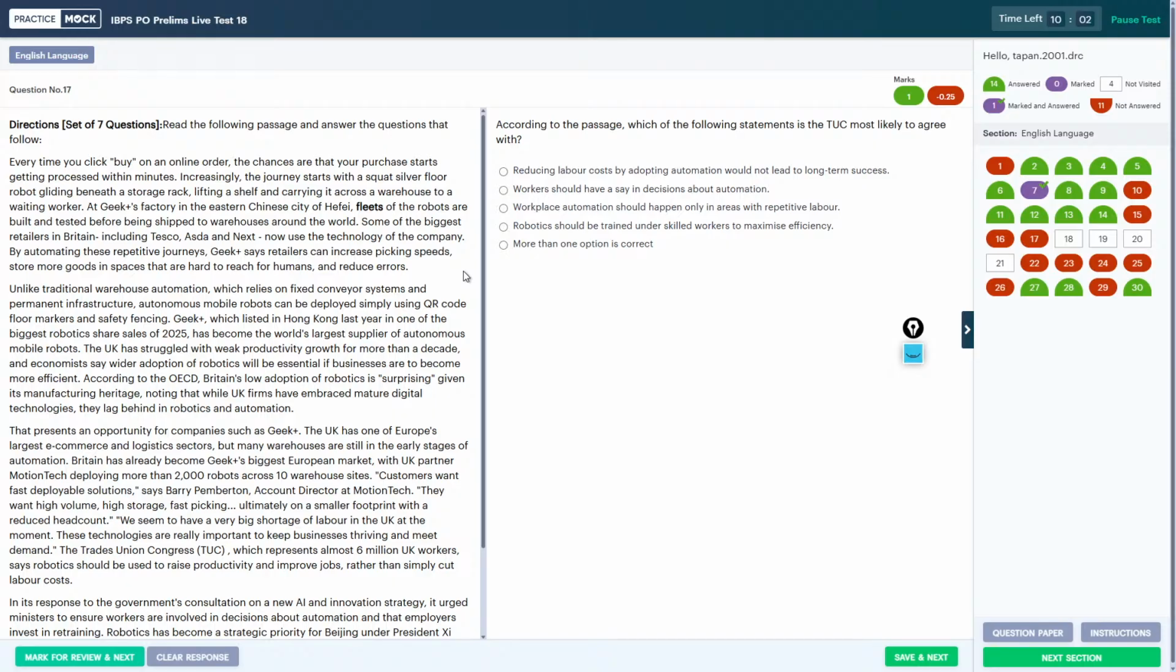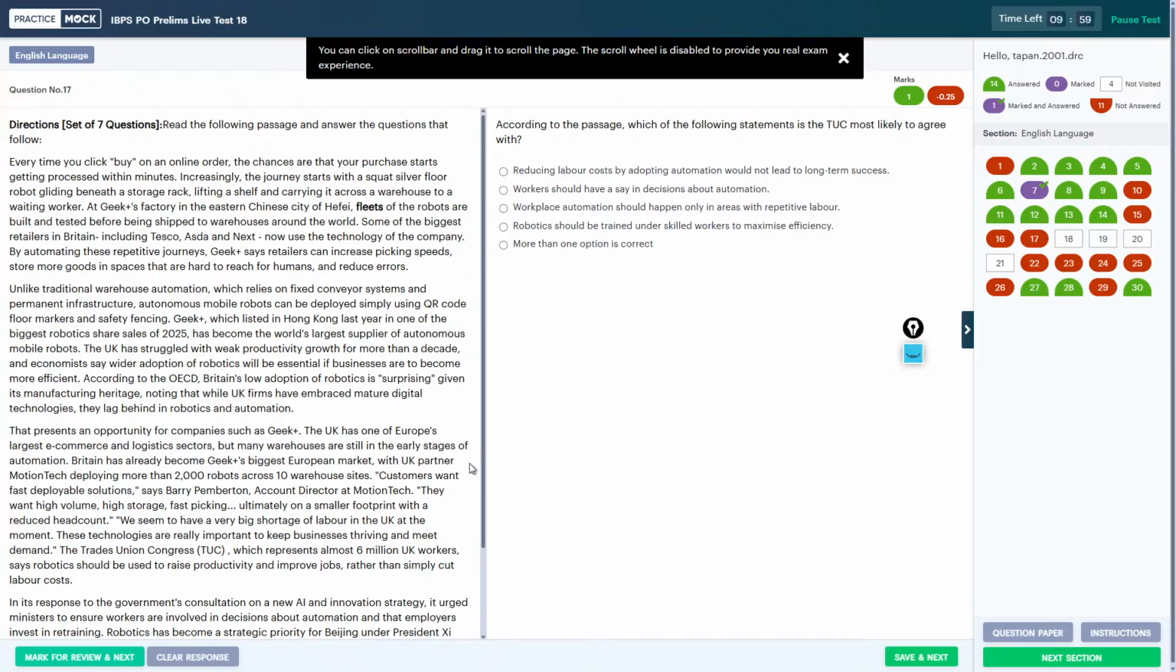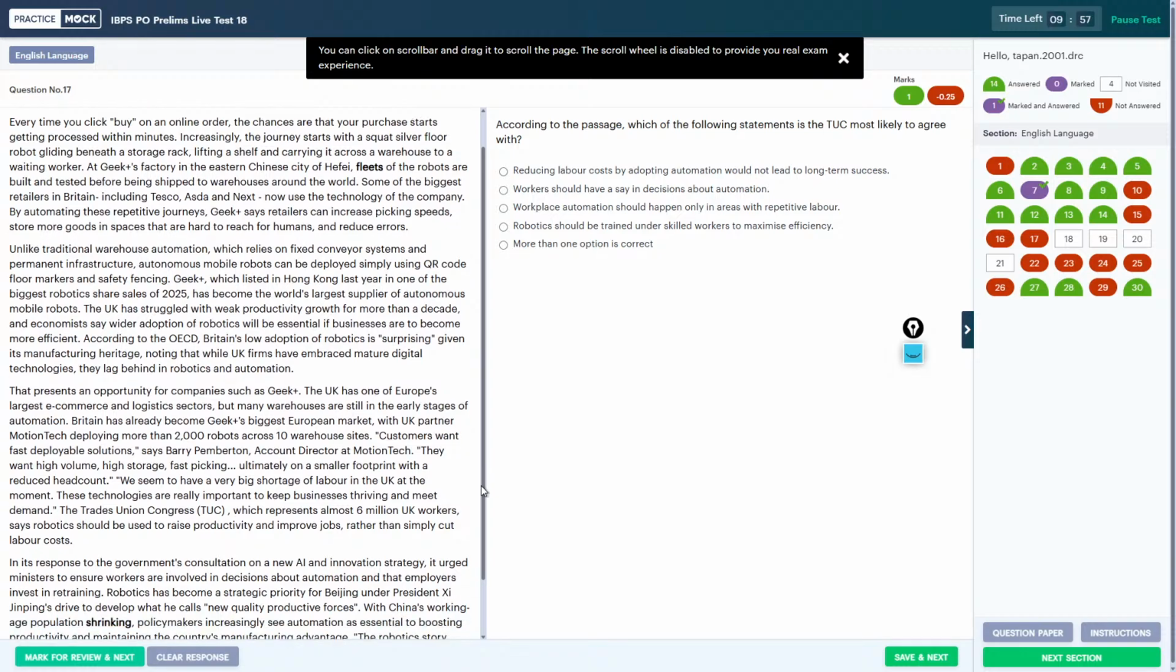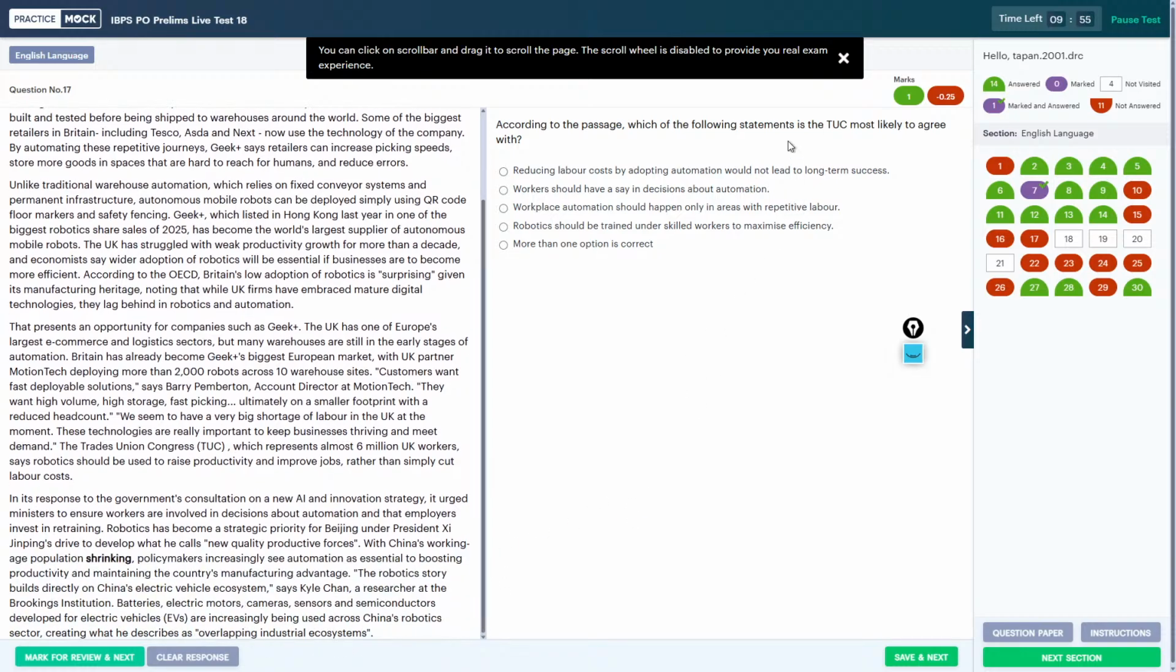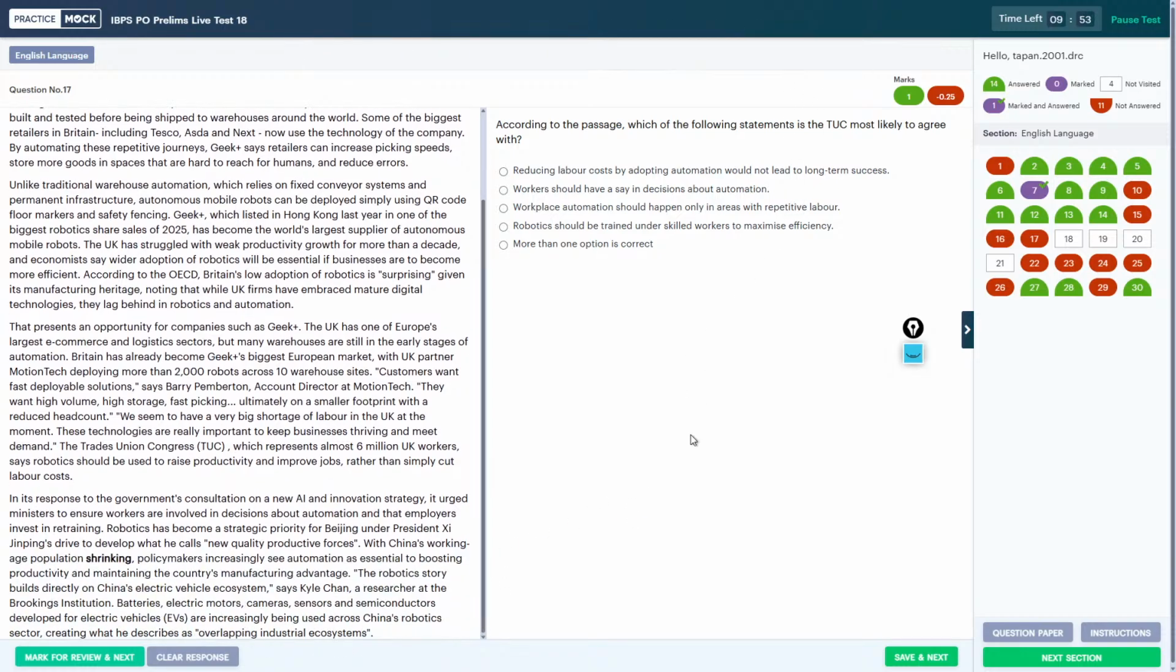We seem to have a very big shortage of labor in the UK at the moment. These technologies are really important to keep businesses thriving and meet demand. The Trade Union Congress, which represents almost 6 million UK workers, says robotics should be used to raise productivity and improve jobs rather than simply cut labor costs.